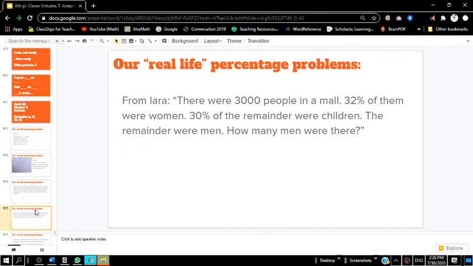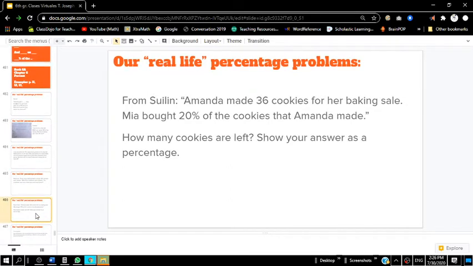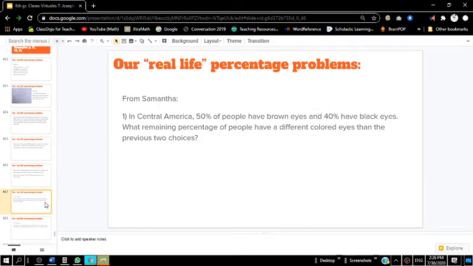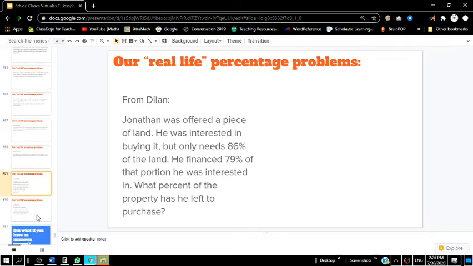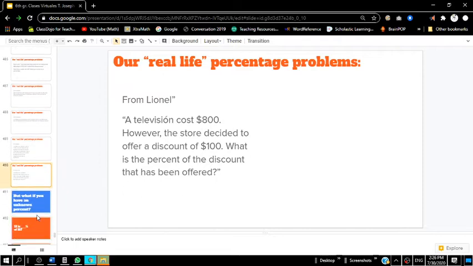Another problem from IATA was also very complex, which I was very impressed with. Very neat. Another problem from Sulene we didn't get to, so we'll probably get to it next week. Samantha's problem was very simple, but it also gave us the opportunity to really look at percentages and how they're used in real life. It's another problem from Samantha, and then one from Dylan. This problem was the last one that we did in that group, and it was very interesting. We'll take a look at some other problems next time.